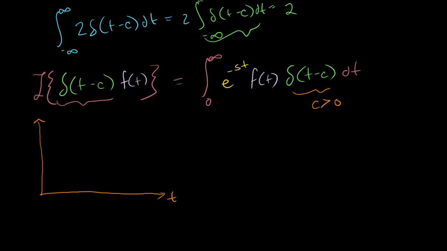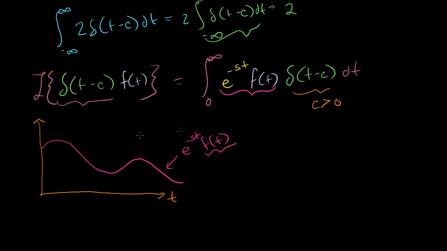So what is this first part going to look like? e to the minus st times f of t. I don't know. It's going to be some function. e to the minus st starts at 1 and drops down, but we're multiplying it times some arbitrary function. So I'll just draw it like this. Maybe it looks something like this. This right here is e to the minus st times f of t, and the f of t is what gives it its arbitrary shape.